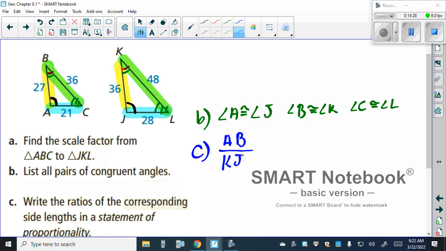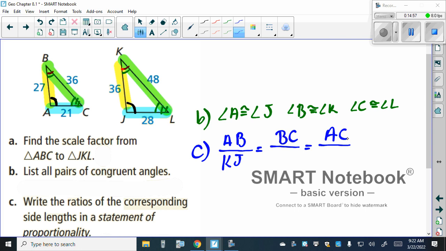Okay, J, because those are our matching sides. Because when we write this statement, our corresponding side lengths in a statement of proportionality, we're writing the sides that match up. So AB over JK. Since we start out with AB, we'll say BC, and AC as the sides on top. Once we pick side lengths of one triangle to be on top, we keep them on top for all three.